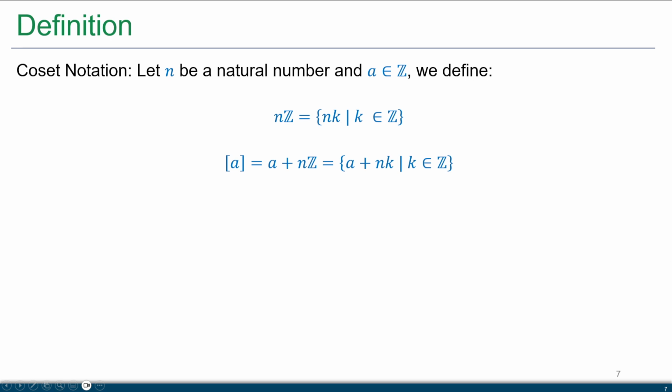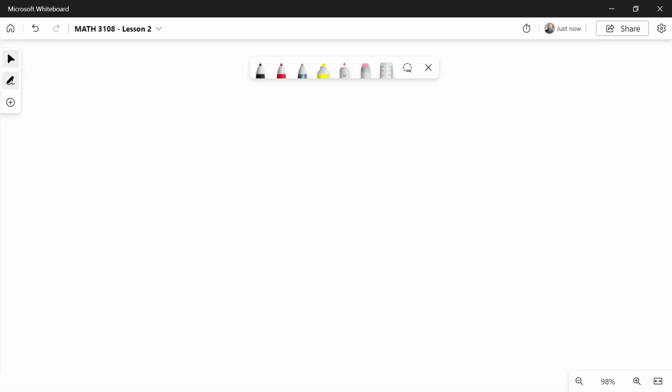So let's take a quick look at this. As an example, we'll take n equal to 4. So this gives us 4Z. What is 4Z? Well, this is the set of all 4 times k, where k is an element inside of Z. So what exactly does this look like? Well, let's start with the element 0 inside of Z. If I take 0 and multiply it by 4, what am I going to get? Well, I'm still going to get 0.